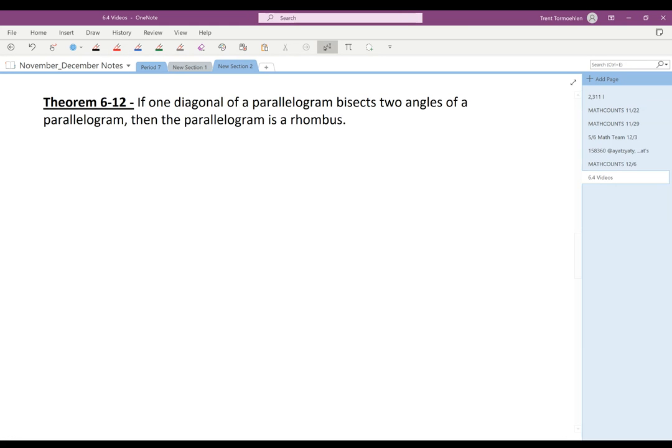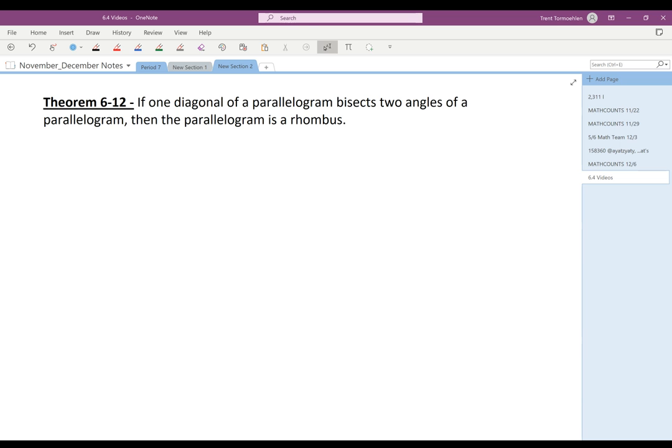In Theorem 6-12, instead of looking at properties of rhombuses and rectangles, we're going to look at what must be true for a parallelogram, or a quadrilateral if it's a little bit more general, to be a rhombus or a rectangle. So how are we going to prove that this quadrilateral or parallelogram is special and has a special property like being a rhombus or a rectangle or both, which is a square?